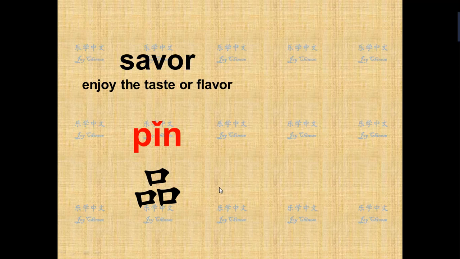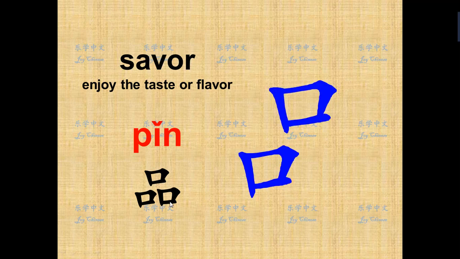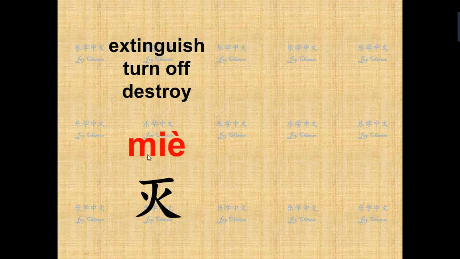So probably you know how to write it. From the top to the bottom, left to the right. We start with the first mouse, second and third. So this is an easy one for you to learn how to write in Chinese. Next one is a combination of mo and ie, fourth tone. Mo ie, mie. The meaning is extinguish, turn off, or destroy.